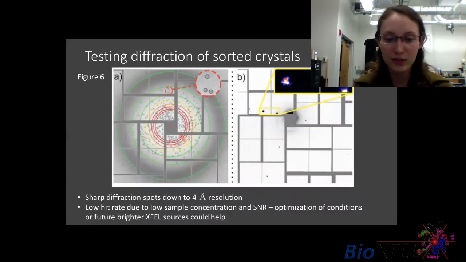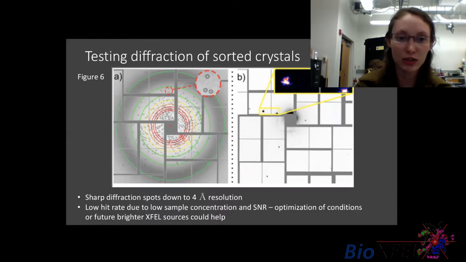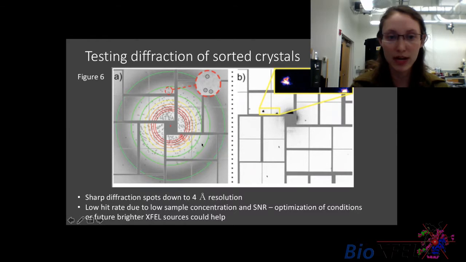One thing that's really interesting to us XFEL people is how do these things diffract in the XFEL beam? They've tried this. They ran their sorted crystals through the beam, and they were able to get sharp diffraction spots down to about 4 angstrom resolution from these really tiny crystals, which is really quite amazing. The hit rate was kind of low, but the crystals are tiny. So it's possible that if they concentrated the crystals more, or potentially when future brighter XFEL sources come online, we could see even better results than this.